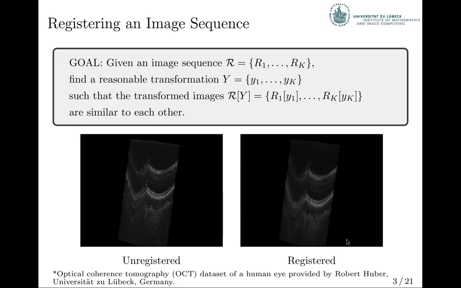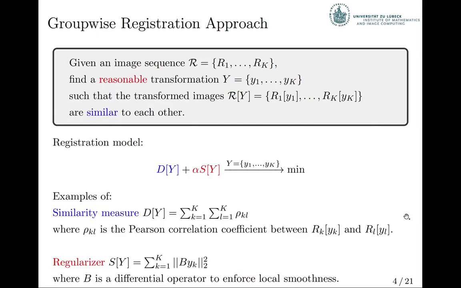So in image registration, here we want to align an image sequence. We want to find the deformation map such that if we apply it to the image sequence, all the images look similar to each other. In order to find these deformation maps, we are using variational framework based registration models. It consists of mainly two parts: the similarity measure D and the regularizer S.